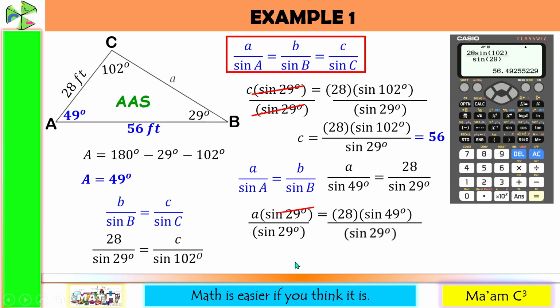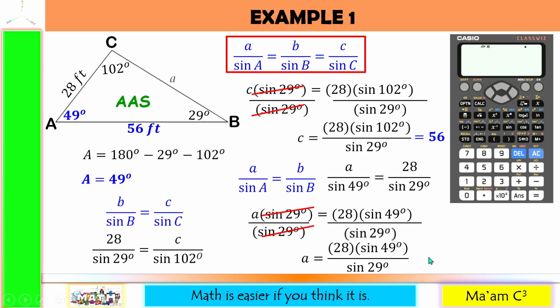These two will cancel out. So A is equal to 28 times sine 49 degrees over sine 29. Let us compute that one. So I have 28 times the sine of 49 degrees over sine of 29, and this is equal to 43.5879 and so on. Round off to the nearest whole number. This is equal to 44. So let me change this one to 44 feet.